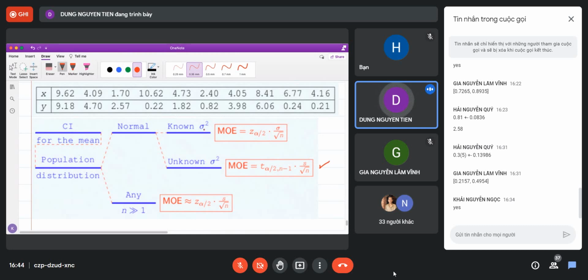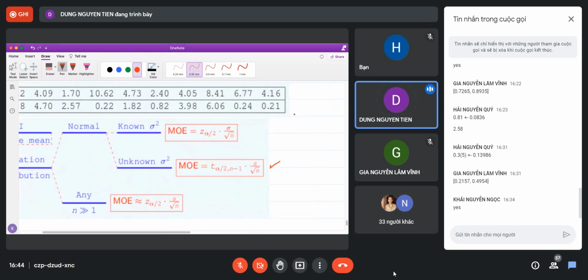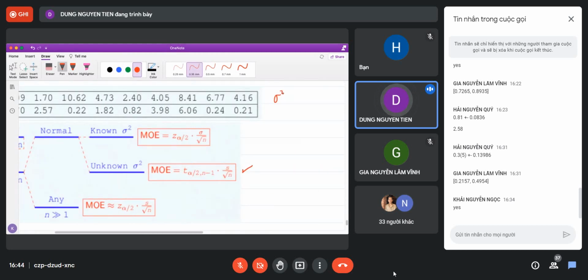If you know sigma square, can I use this one? If I know sigma square, let's say, for example, for the first case, suppose that sigma square is 1. I know that. Should I use the second approach? Can I use the second approach? I think we should use the first one. But can I use the second? I don't know.